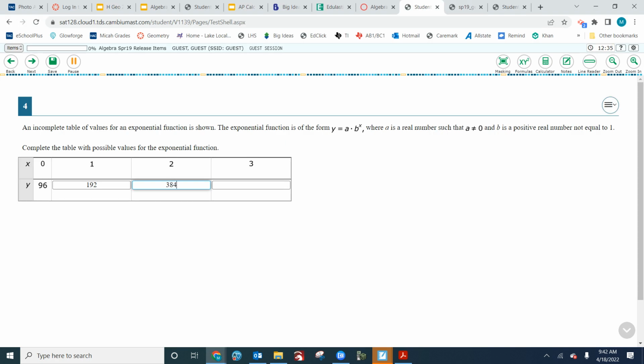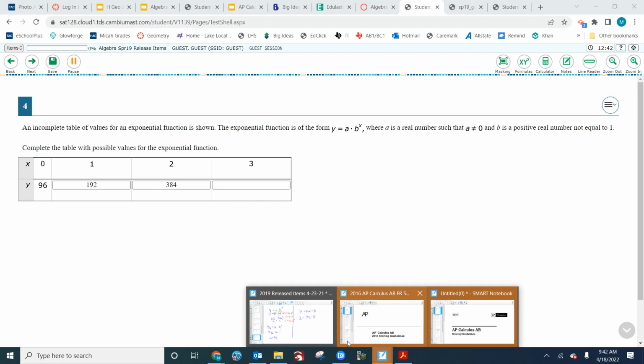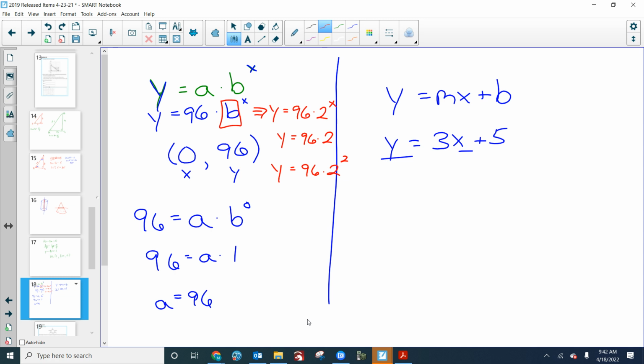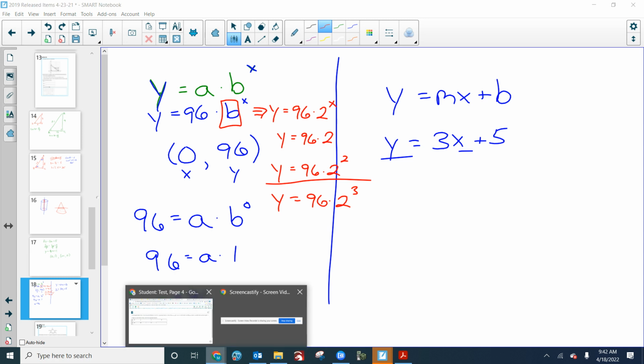384. Man, it's almost like this is growing exponentially. Next. Y equals 96 times 2 to the third. 768.